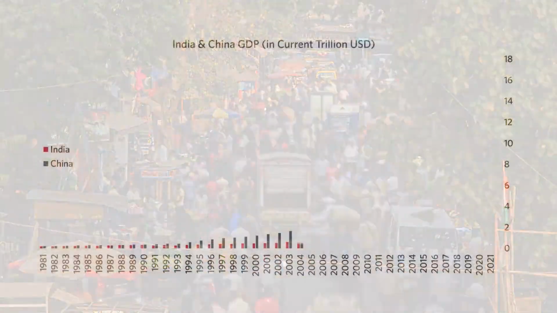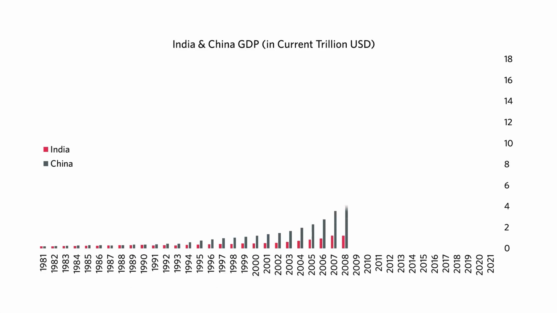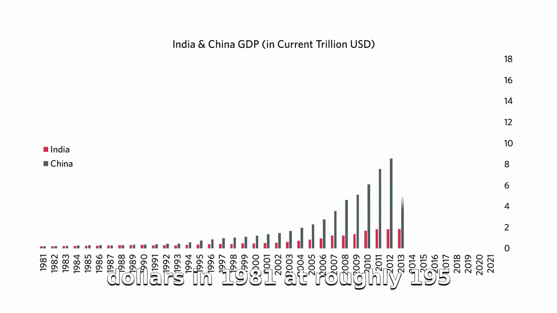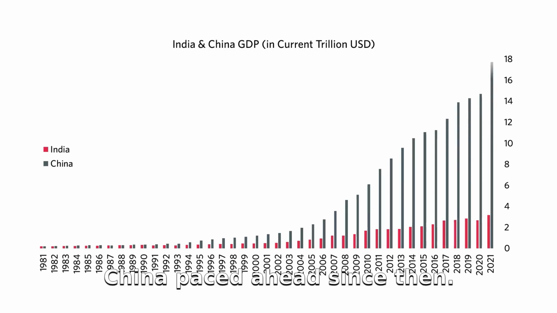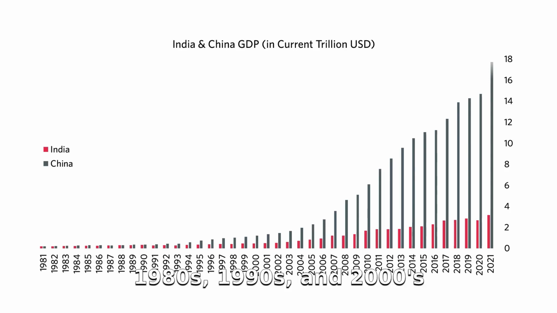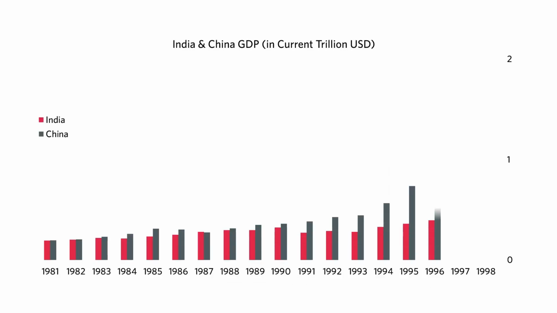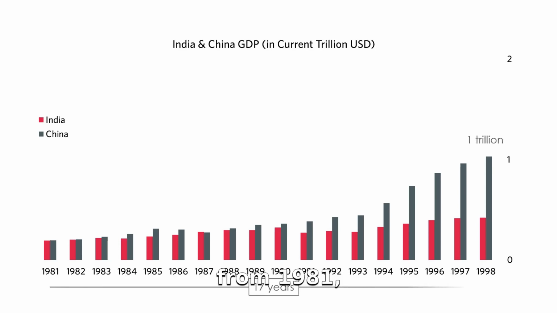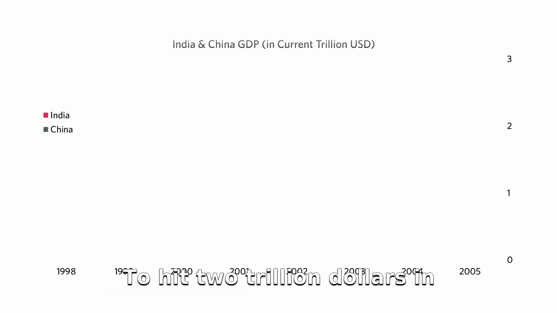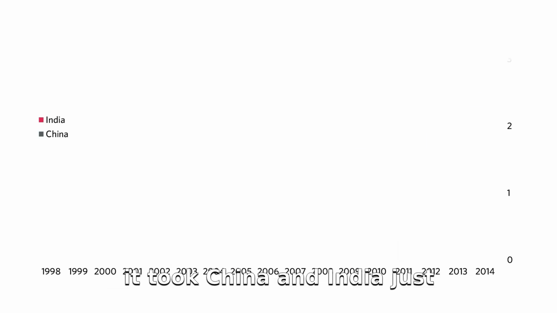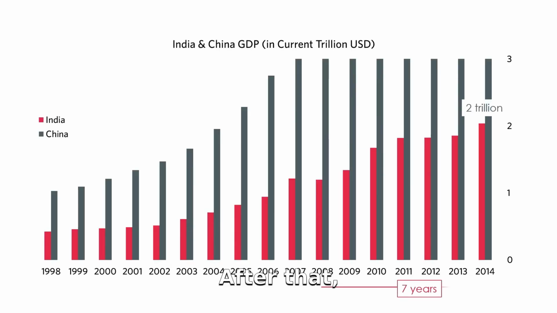Let's take a look. While India and China enjoyed similar GDP in current US dollars in 1981 at roughly $195 billion each, China paced ahead since then. China grew at astounding annual GDP growth rates throughout the 1980s, 1990s, and 2000s. To reach $1 trillion in GDP, it took China the next 17 years from 1981. India, 26 years. To hit $2 trillion in GDP, it took China and India just 7 years each after that.